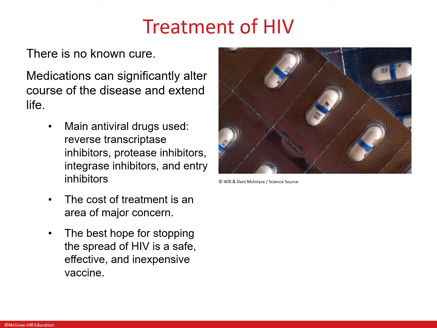Although there is no known cure for HIV, there are medications that can significantly alter the course of the disease and extend life. And there are multiple types of antiviral drugs used. Now, the cost of the treatment is an area of major concern. So there are more than 30 drugs available now to treat it, including 2 once-a-day tablets, which are pretty common. So the best hope for stopping the spread of HIV is a safe, effective, and inexpensive vaccine.